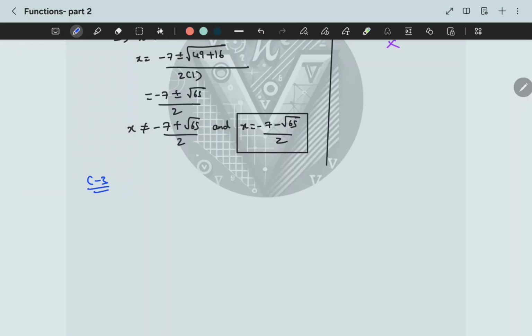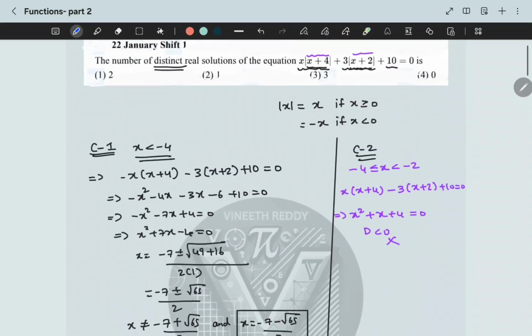So case 3, now what is the remaining part? x should be greater than minus 2. See, if you try to draw the values on the number line, when x is less than minus 4, that is case 1, and when x is between minus 4 and minus 2, that is case 2, and case 3 should be x greater than or equal to minus 2.